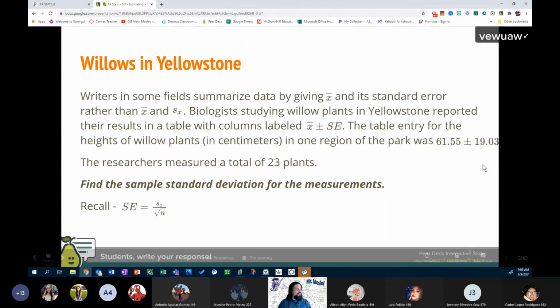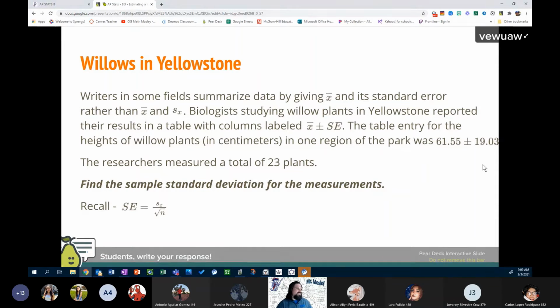We have Willows in Yellowstone. Writers in some fields summarize data by giving X bar and its standard error rather than X bar and S sub X, or the sample standard deviation. Biologists studying willow plants in Yellowstone reported their results in a table with columns labeled X bar plus or minus SE, or standard error. The table entry for the heights of willow plants in centimeters in one region of the park was 61.55 plus or minus 19.03.